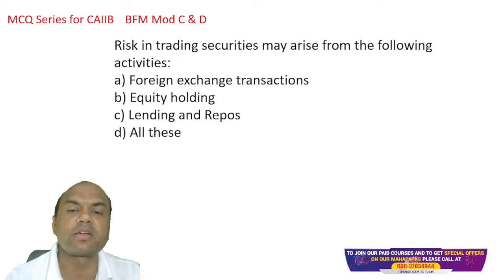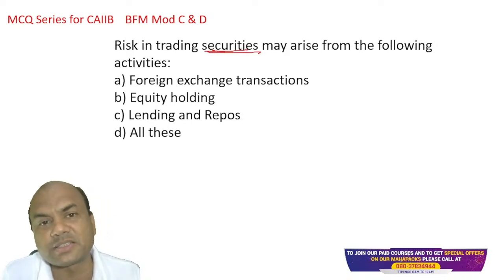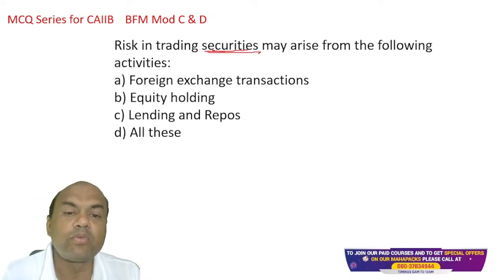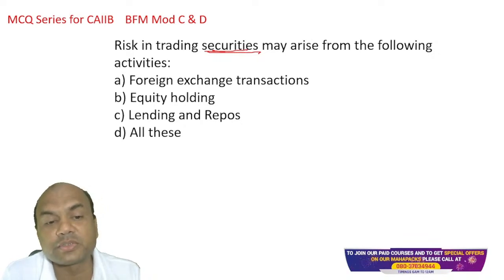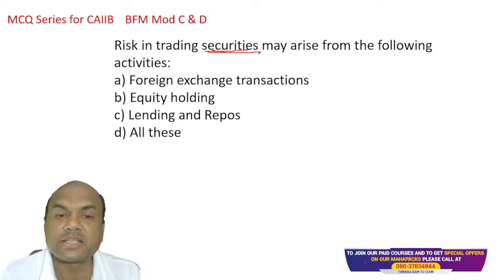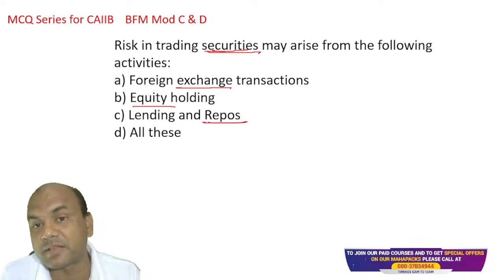Risk in the trading securities may arise from the following activities. So risk in trading securities. Securities means what? It can be anything. It can be shares, it can be bonds, forex, then equity holding, lending and repos, and all of these. So risk in this trading may arise because of what? It can be due to forex also. It can be due to equity also. It can be due to repos also. The repo rate also keeps on changing.